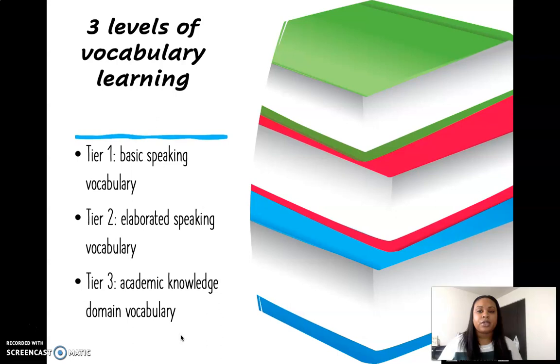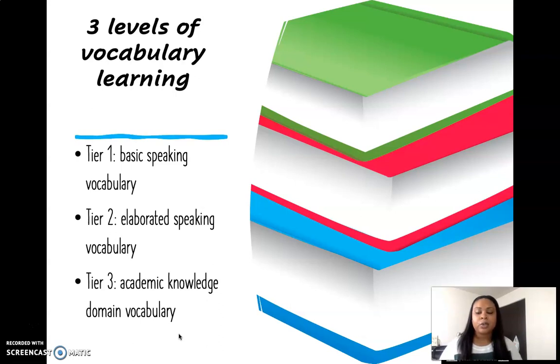There are 3 levels of vocabulary learning. Our first level or tier is basic speaking vocabulary. Now, basic speaking vocabulary are word meanings that are commonly learned in conversation and from accessible media sources. Now, this is a type of vocabulary that does not require instruction.